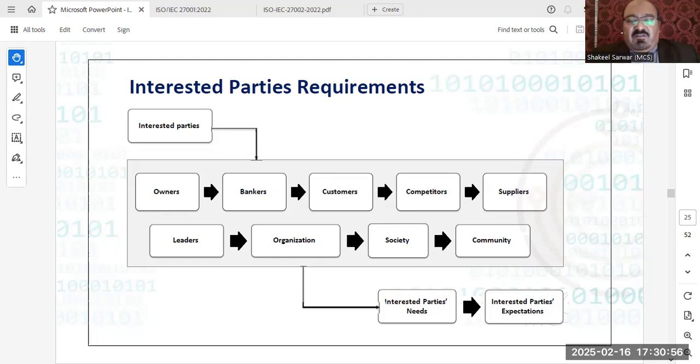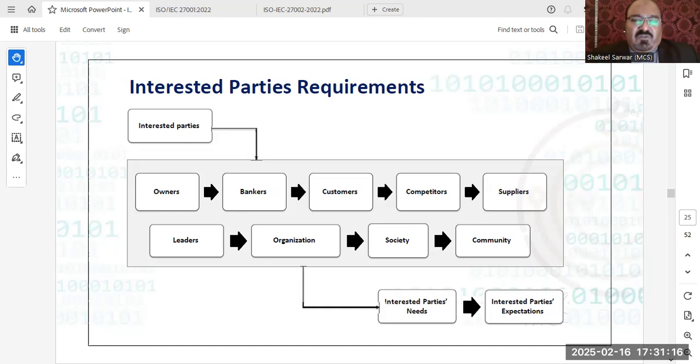And rapid incident response, seamless user experience is expectation. Impact of non-compliance, legal or financial penalties, loss of business falls under needs, and reduced trust or reputation, but no legal impact will fall under expectations again.